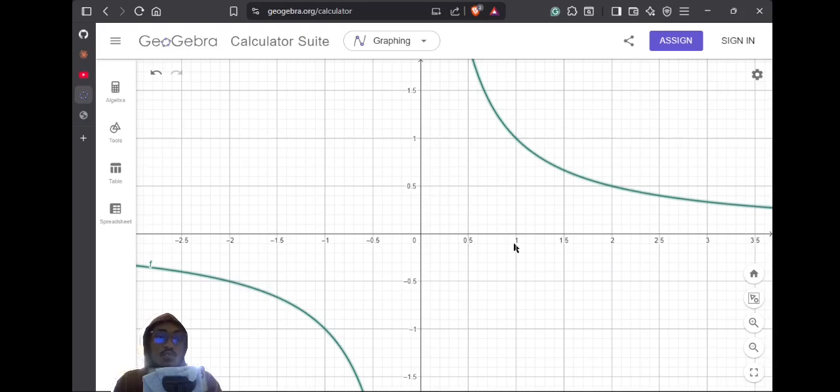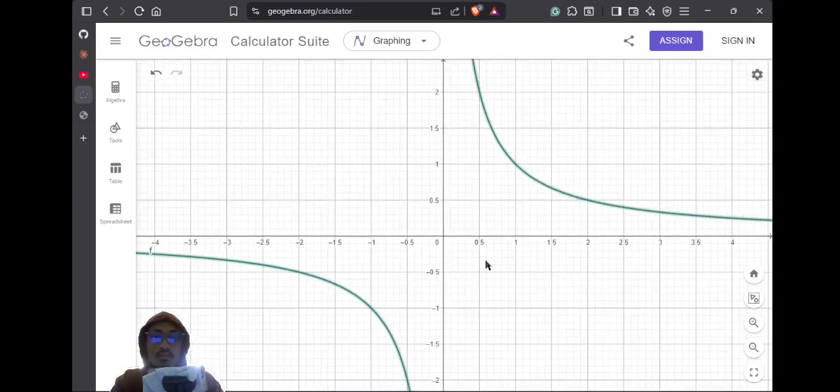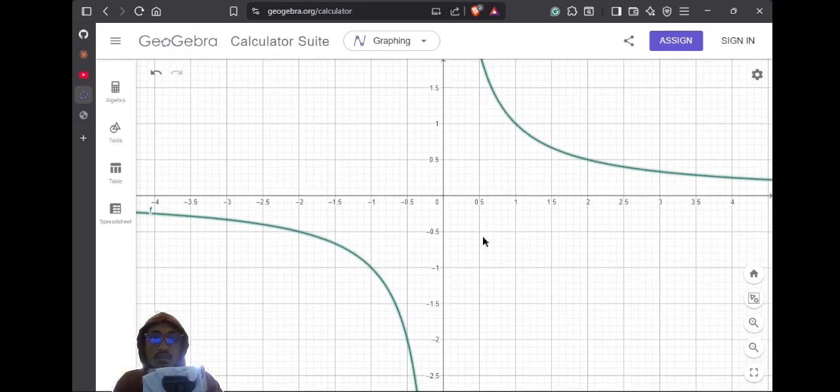And then you can also go to the negative numbers. You will see that when x is -1, you get that y is also -1, right? And then when x is -2, you get that y is -0.5. Do you see that? And then now there is something special that happens when x is 0.